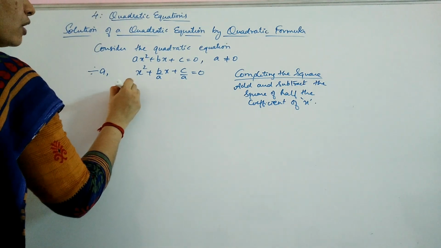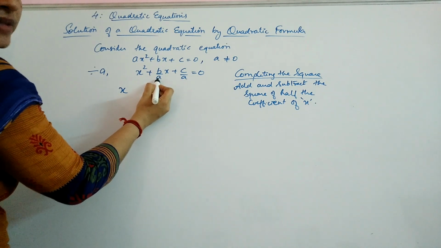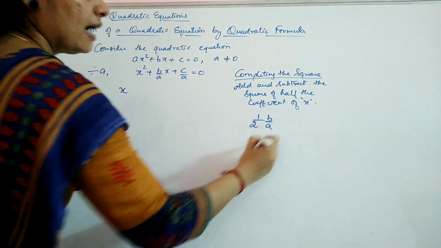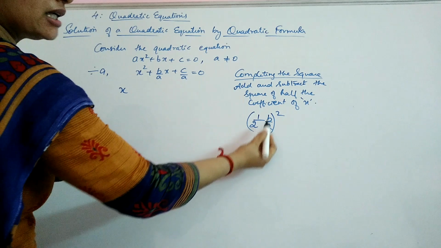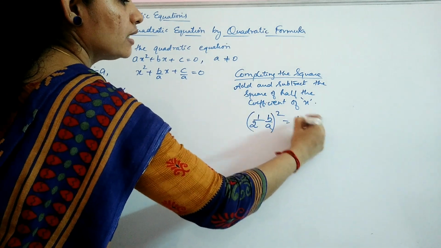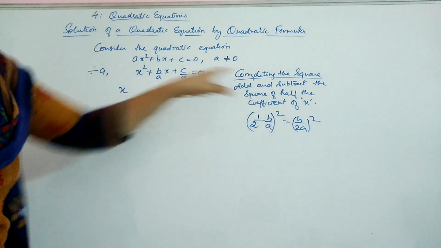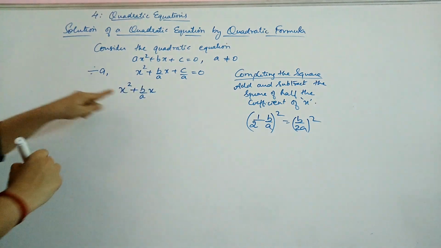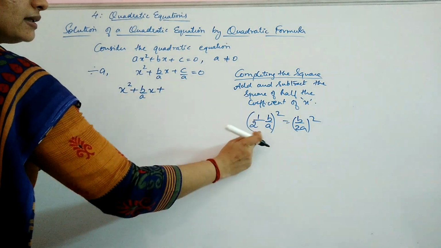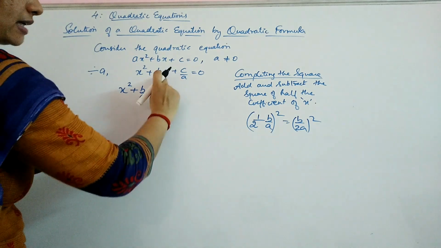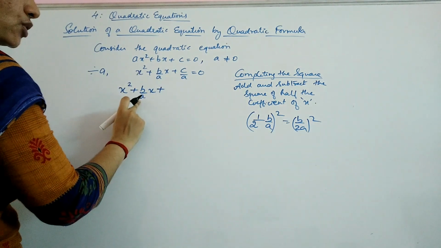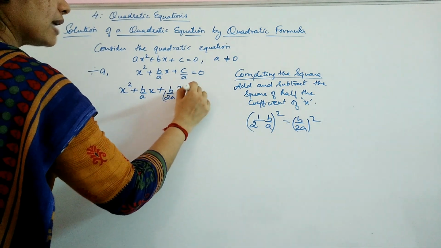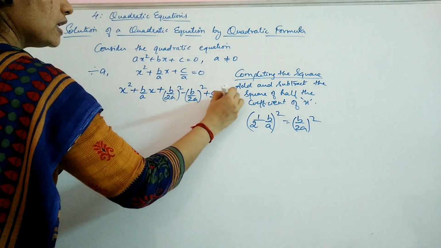Okay, so what will happen? The coefficient of x here is b by a. So we have to take half the coefficient, b by 2a, and its square, b by 2a the whole square, should be added and subtracted on the left hand side. What we have to add is the square of half the coefficient of x. Half the coefficient of x is b by 2a, its square is b by 2a the whole square. So I am adding b by 2a the whole square and subtracting the same term, so that the equation is not varying its form.